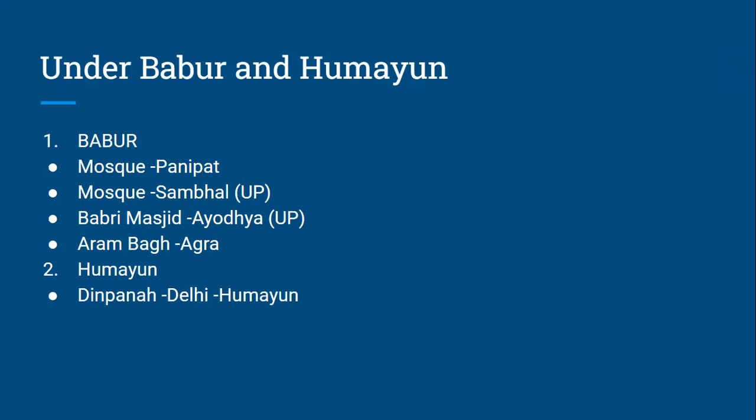For 15 years, the Suris were ruling over India. The Suri dynasty was there. And after that Humayun returns. He also died after his return. So his only contribution is the Deen Panah city in Delhi. Okay, he had built it earlier.